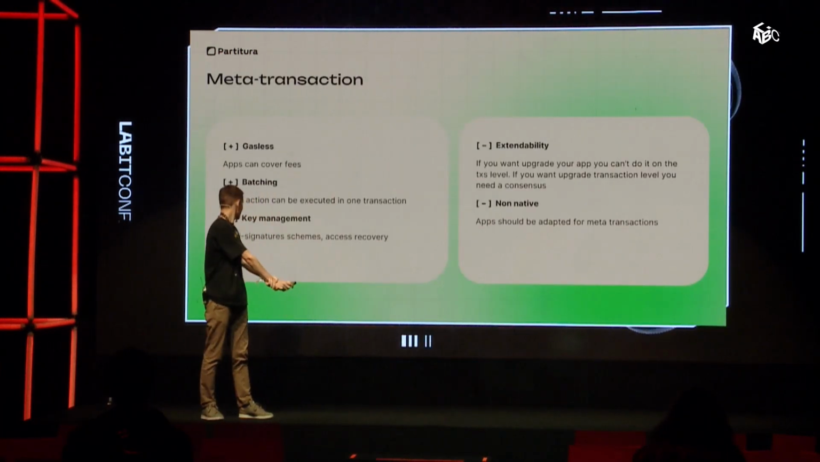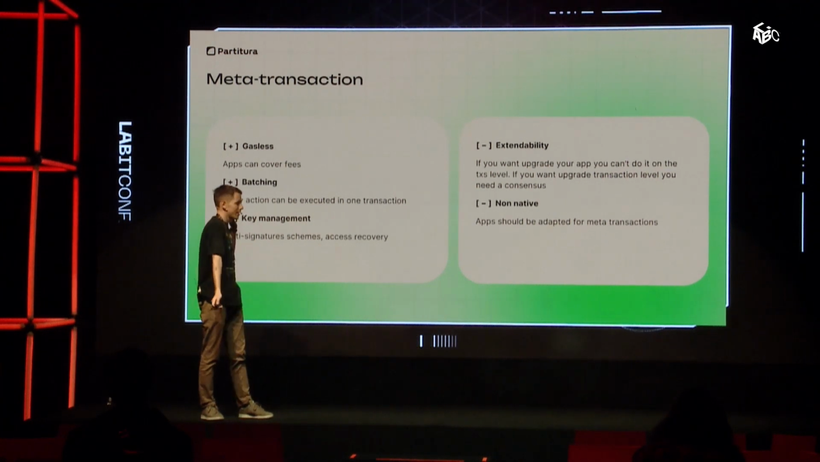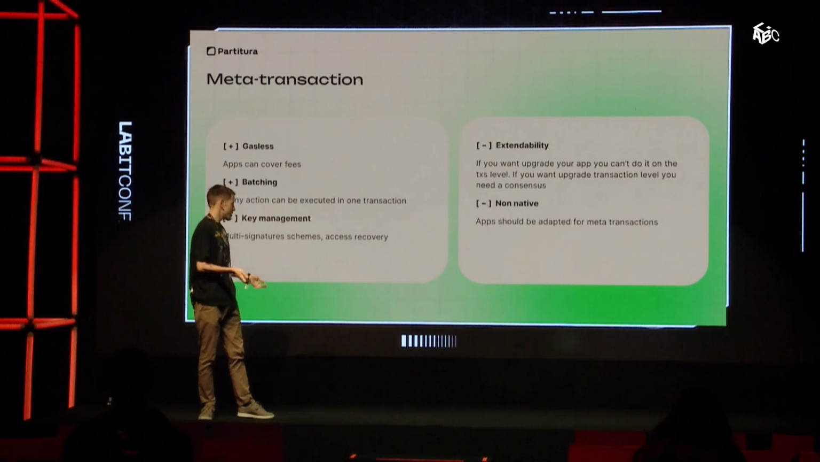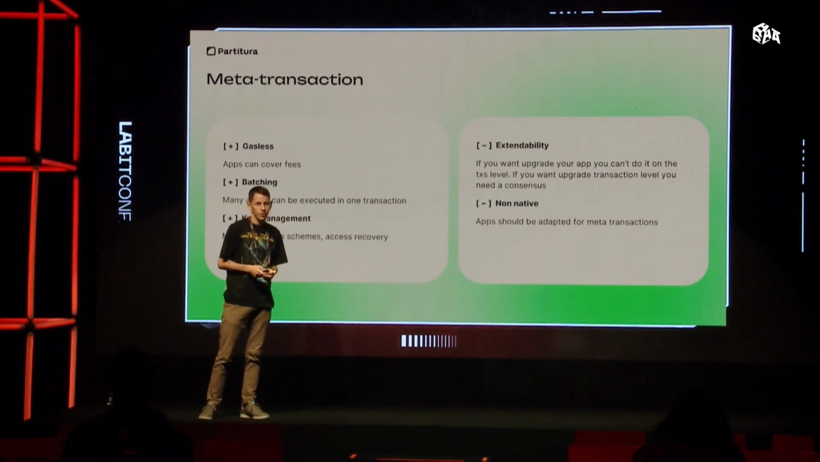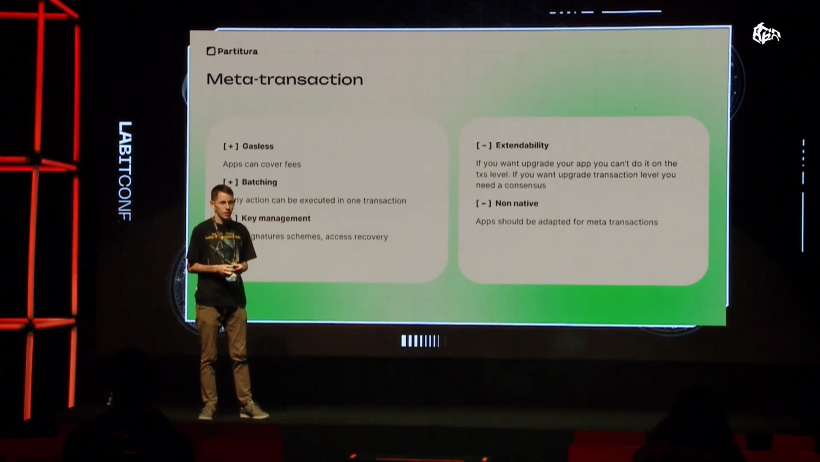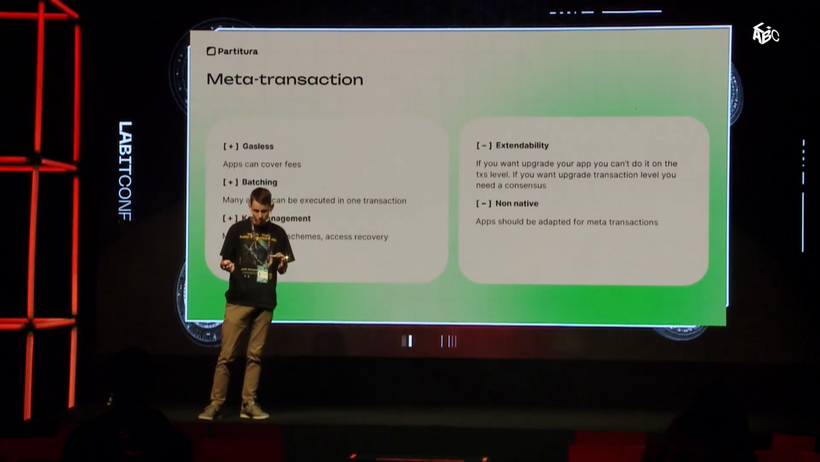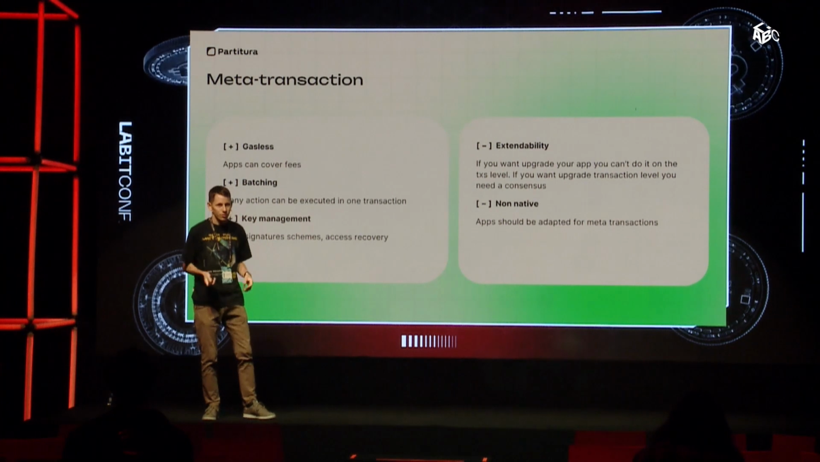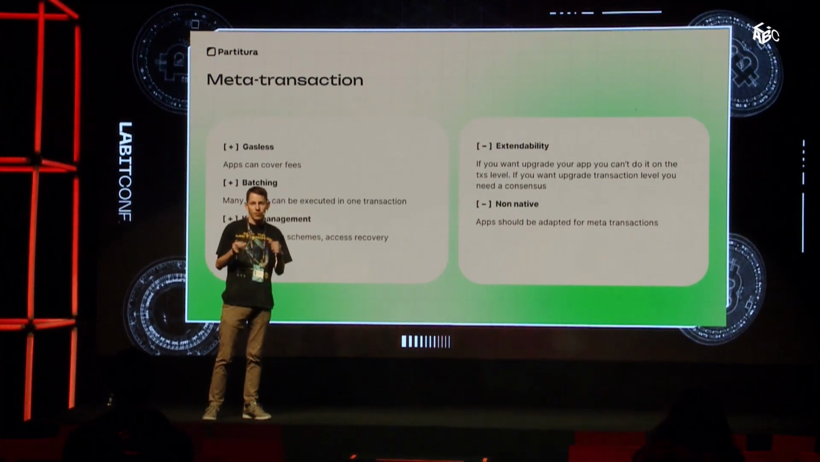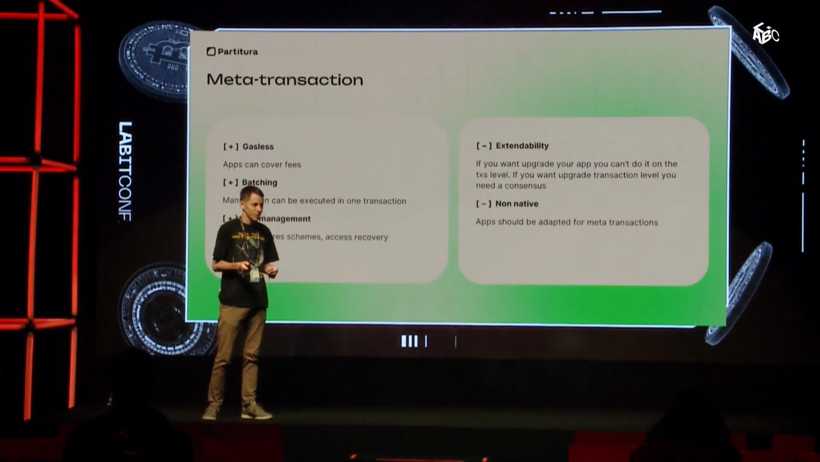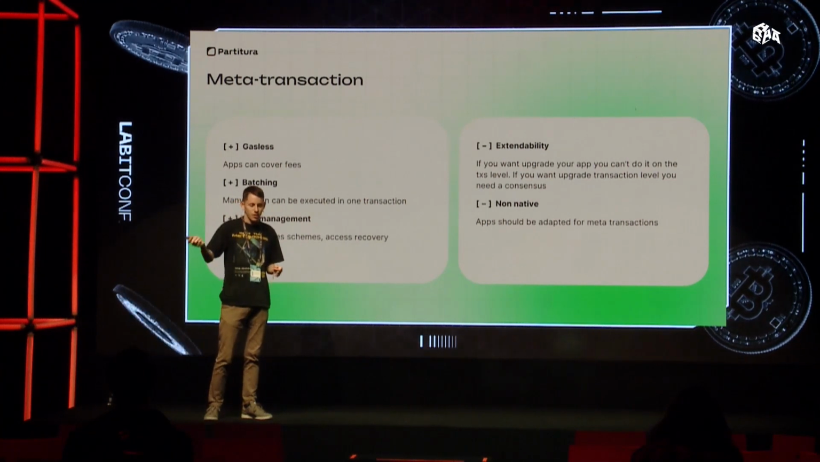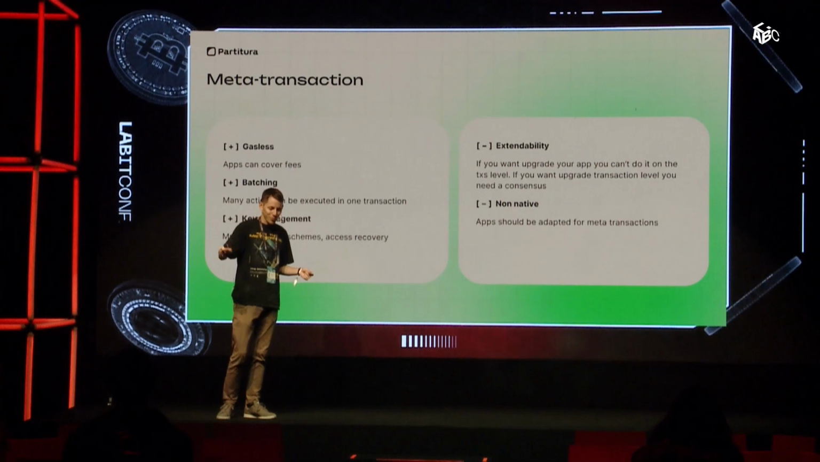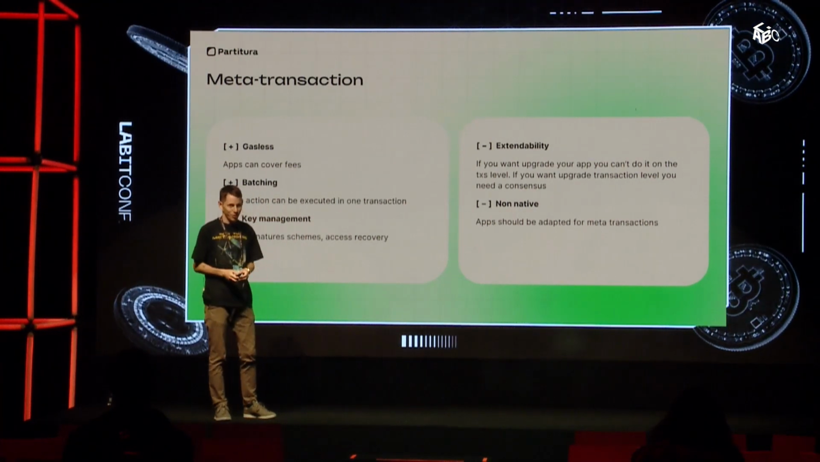What about the benefits of it? Now we have gasless transactions for the user. We can cover users' fees. We have batching, which allows us to execute as many actions as we want in one transaction in a batch. It means I can send a lot of tokens to different people. I can perform a lot of actions in the same transaction. For example, swap something, send to someone, borrow something. Whatever you want, you can perform in one transaction.